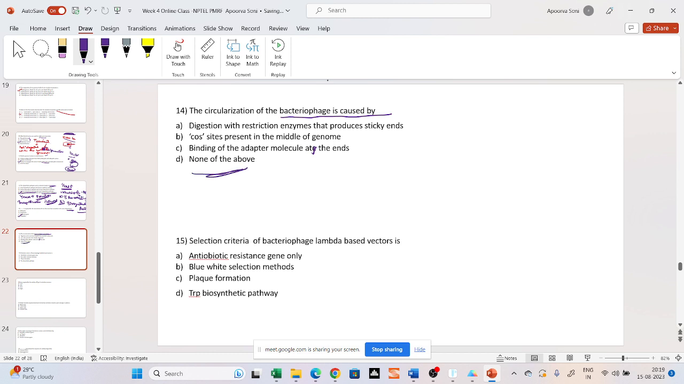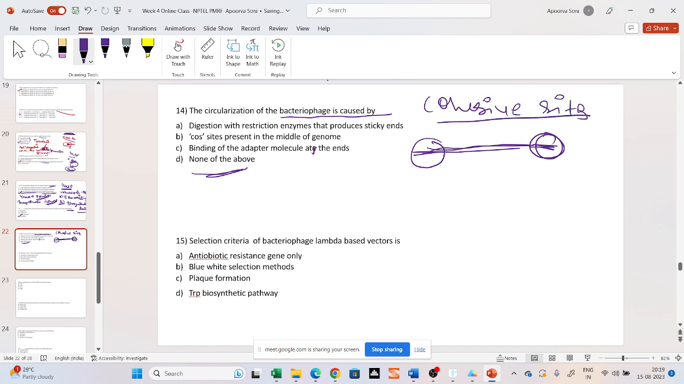Why? So basically, whenever bacteriophage is in the linear form, it has sticky ends. At the end of the bacteriophage, you have sticky ends, and these sticky ends are known as cohesive sites. Okay, and in short, these are known as cos sites. So because of these cos sites, the bacteriophage makes itself circular.